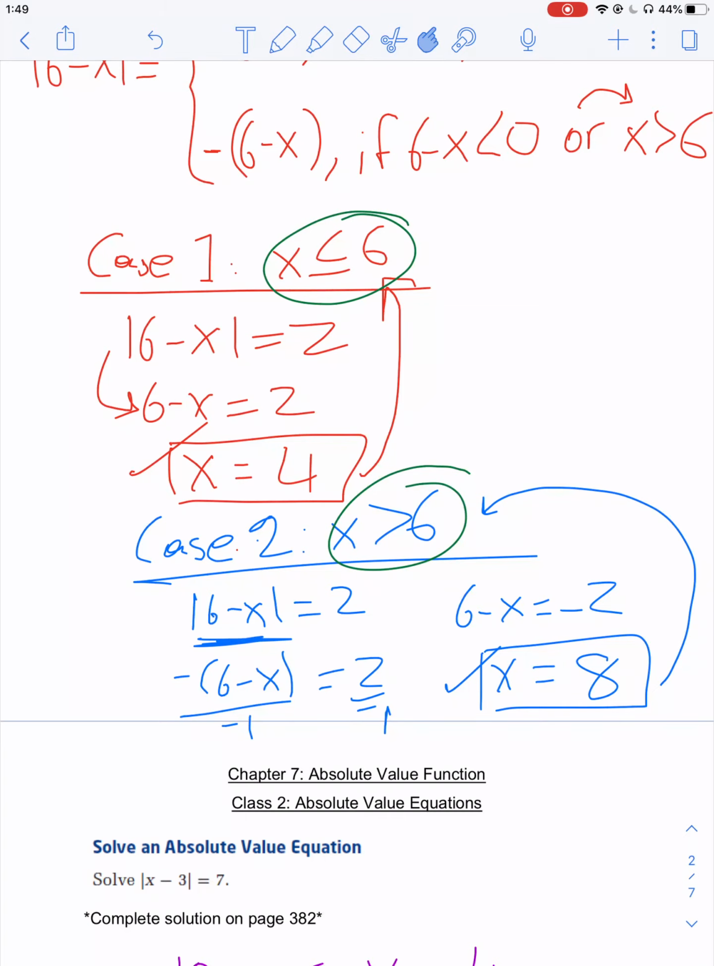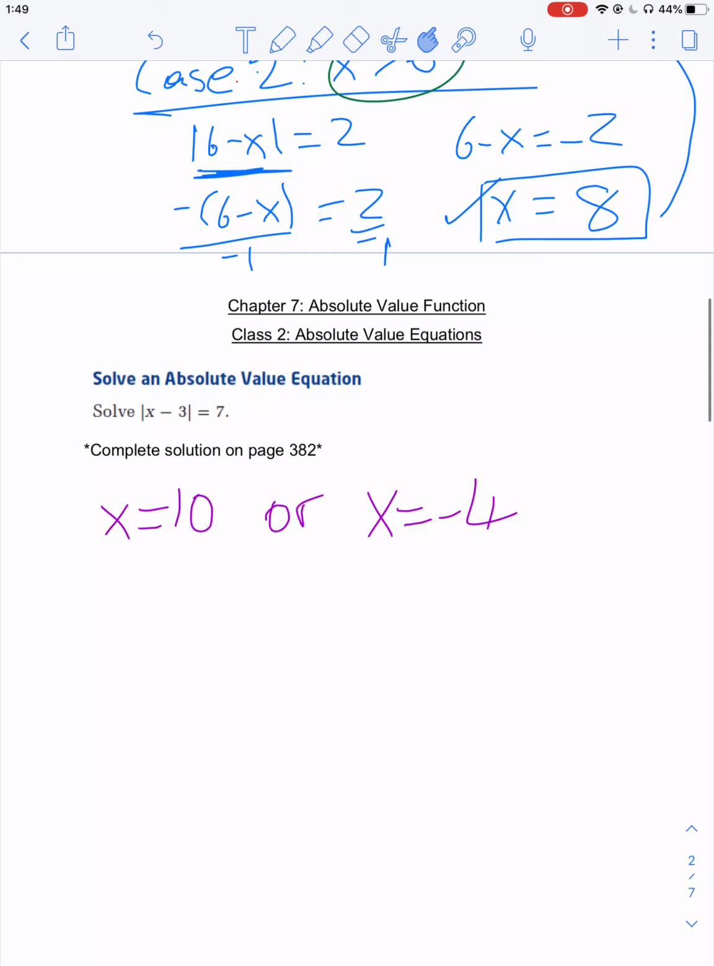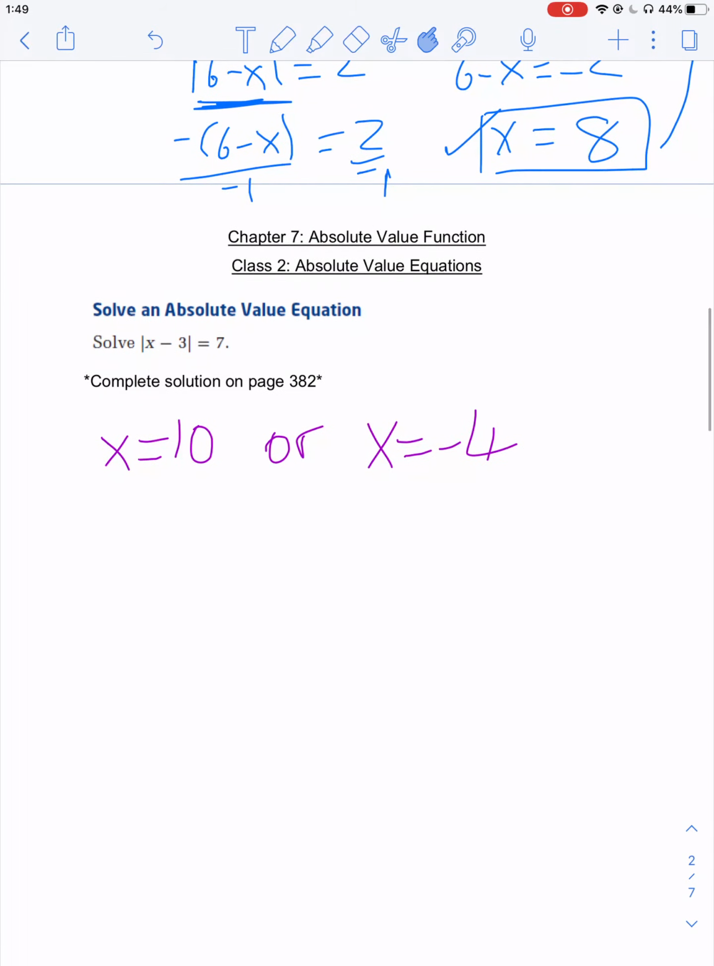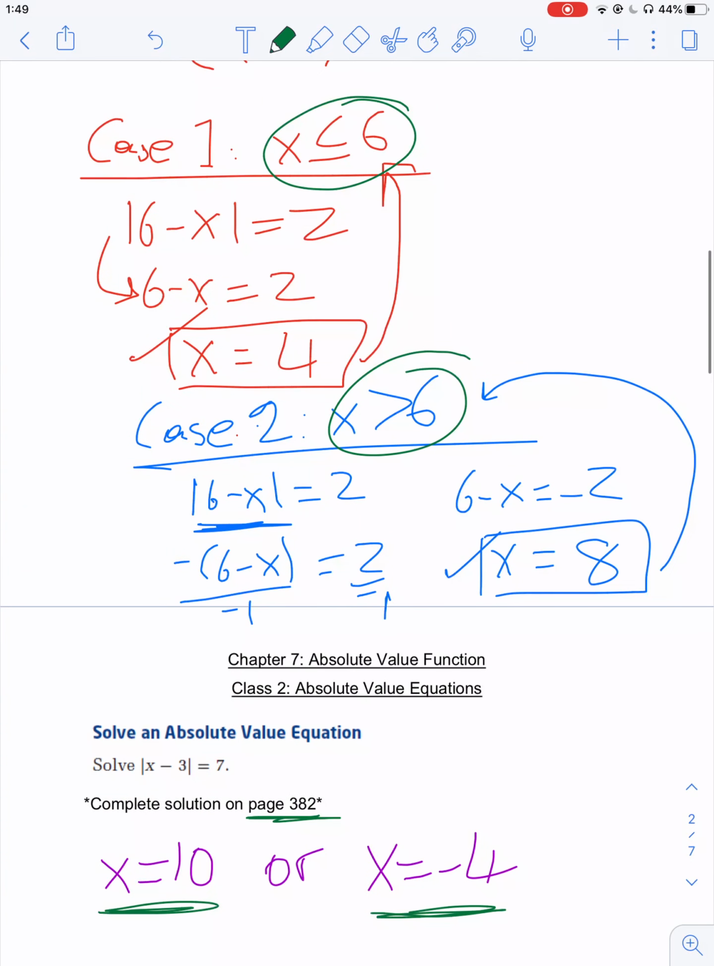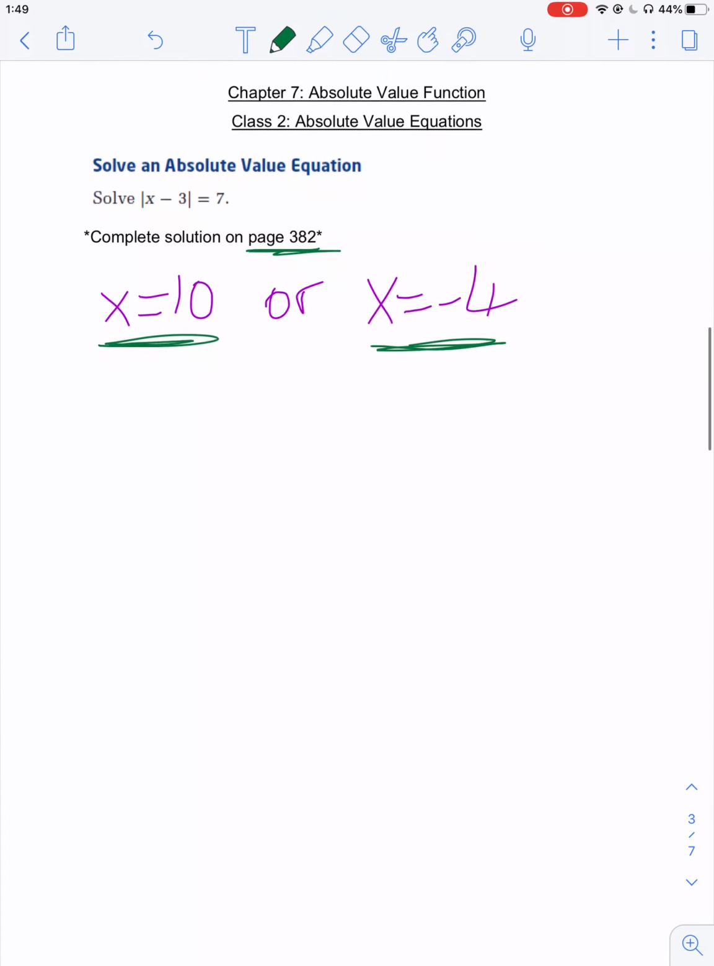Okay, so a slightly easier question that I want you to do is in your textbook. This is given to you on page 382. If you would like to see how it's done, the step-by-step solution, you can do so. But these are your answers. So x is either equal to 10 or x is equal to -4, which is kind of like what I have, right? So x is either equal to 4 or x is equal to 8 in my case. So you're going to have two solutions over here, okay?